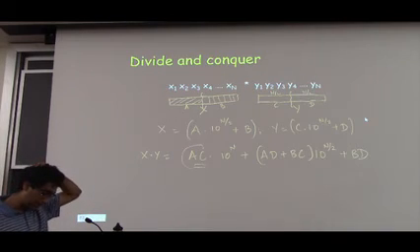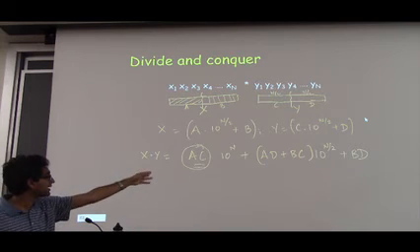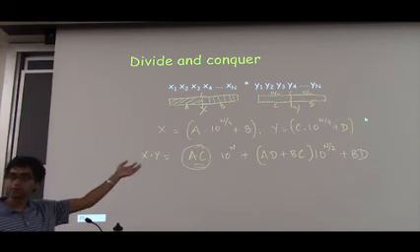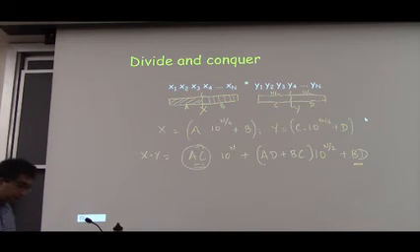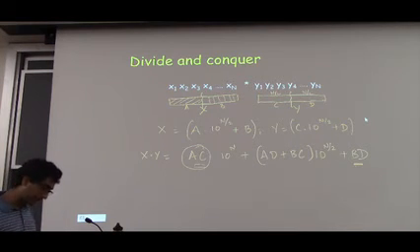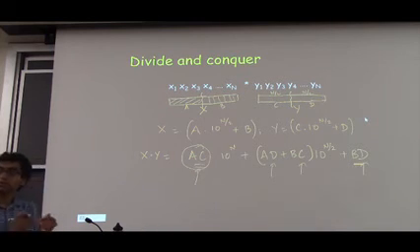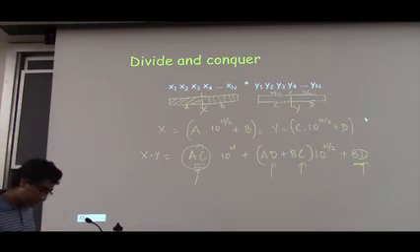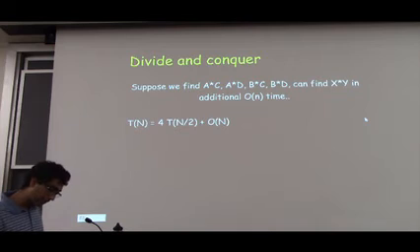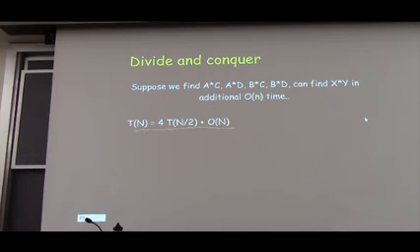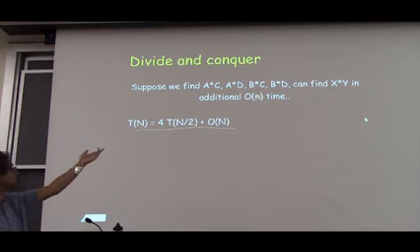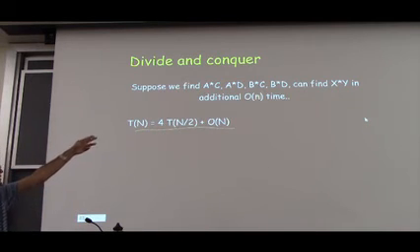Because you can find A times C and shift it by n, then you find AD and add it to BC, and so on. You basically need 4 recursive calls to find these 4 things, and then you need linear time to add them up. So this gives a running time of T of n being 4 times T of n over 2 plus O of n. So this is a clean recursion. You do each of these in T of n over 2 time.